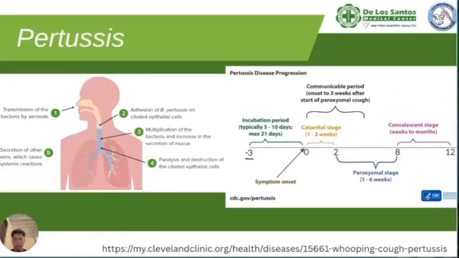So we go now to pertussis. The infection starts by inhalation of the bacteria and adhesion to the ciliated epithelial cells in the lungs. The multiplication of the bacteria increases the secretion of mucus. The incubation period, as you can see here on the right, is an average of 5 to 10 days, but it can go as long as 21 days.